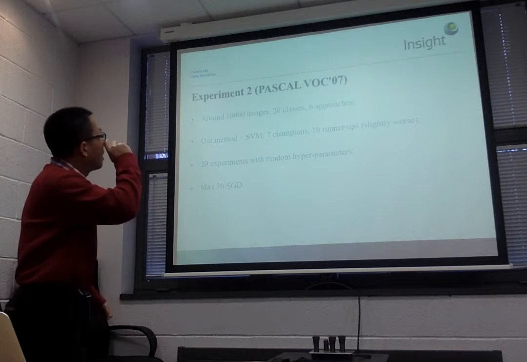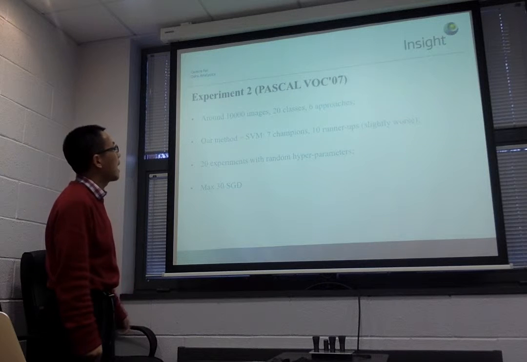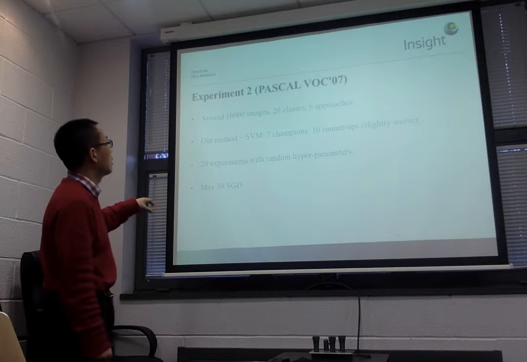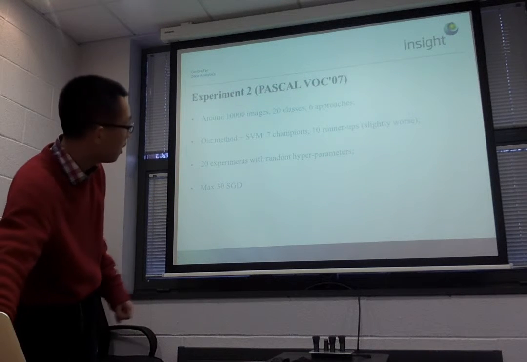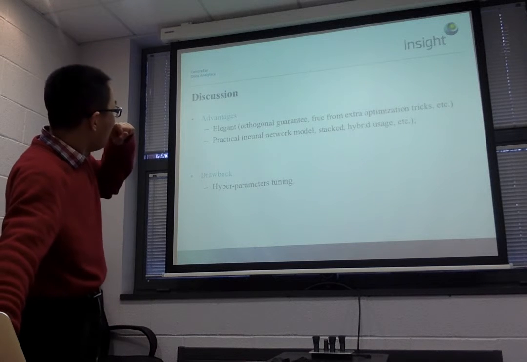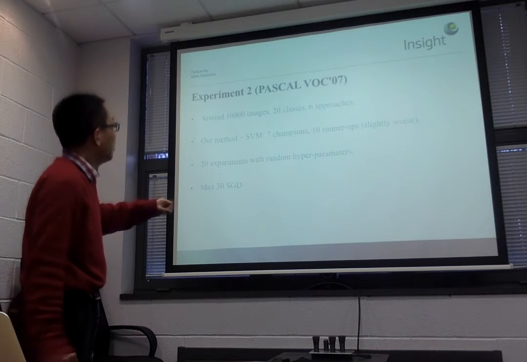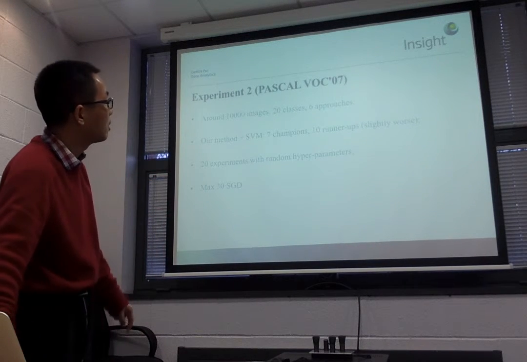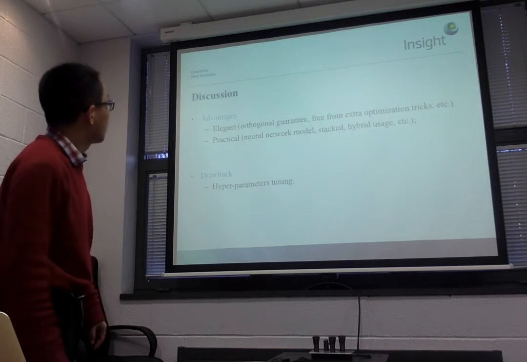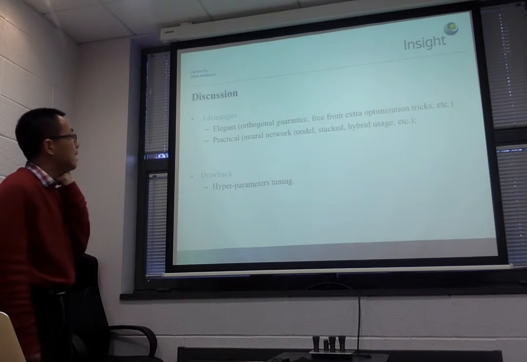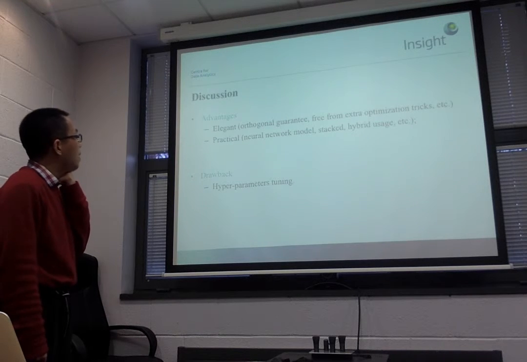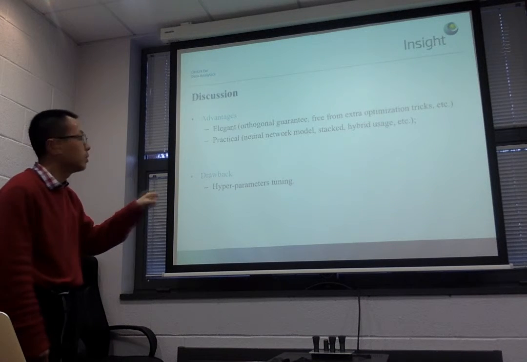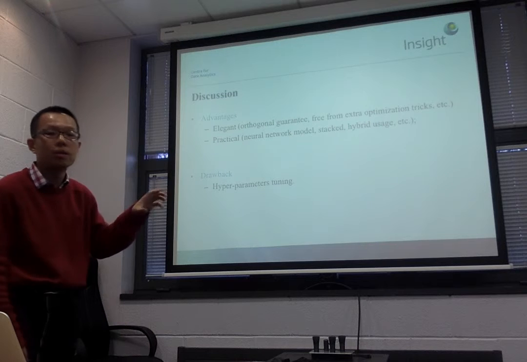A real world experiment uses the Pascal VOC, and I use both the images and the textual annotations. I did 20 experiments, and it won 7 champions and 10 runner-ups. As you can see, the advantages are that it is elegant, easy, and practical. But the drawback is the same as neural networks: you have to tune hyperparameters. It takes a lot of work.